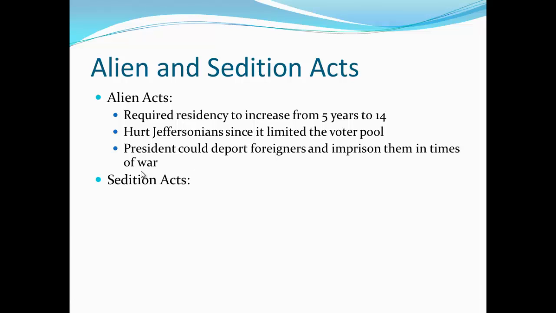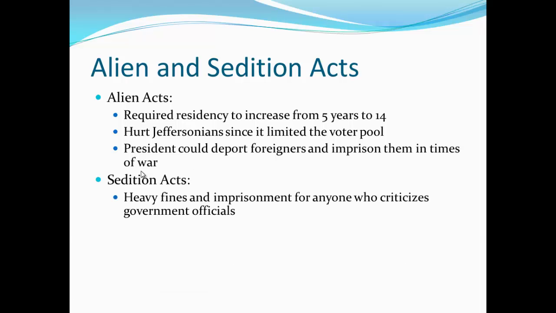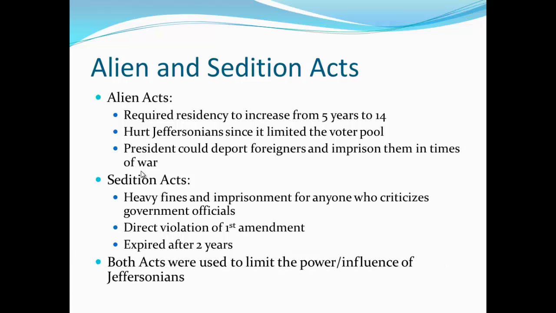And the Sedition Acts were also passed at the same time and said that anybody who criticized the government could go to jail or be heavily fined. This is a direct violation of the First Amendment. John Adams signs both of these into law, and very interestingly, this is 1798, they're said to expire after 2 years. Coincidentally, the same time that John Adams' presidential term is up, and thus they can't be used against him if he were to lose the election of 1800, which he ultimately does. Again, I can't stress this enough, both acts were used to limit the power or the influence of the Jeffersonians.